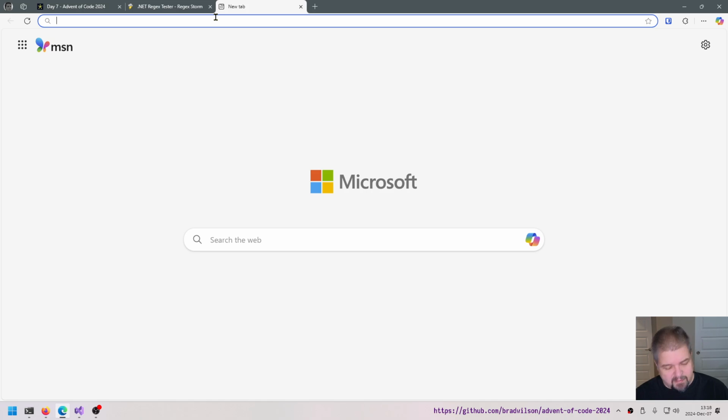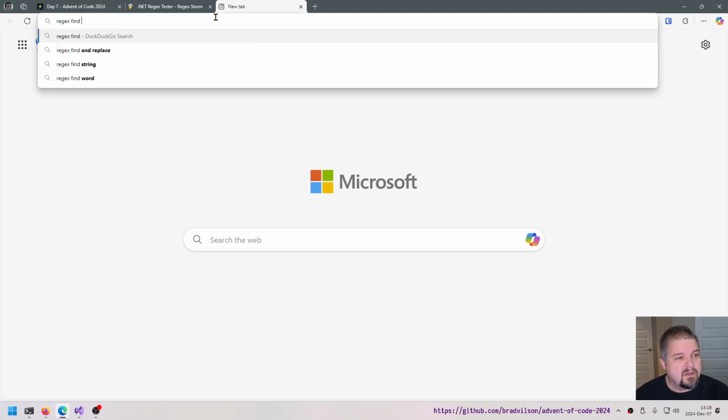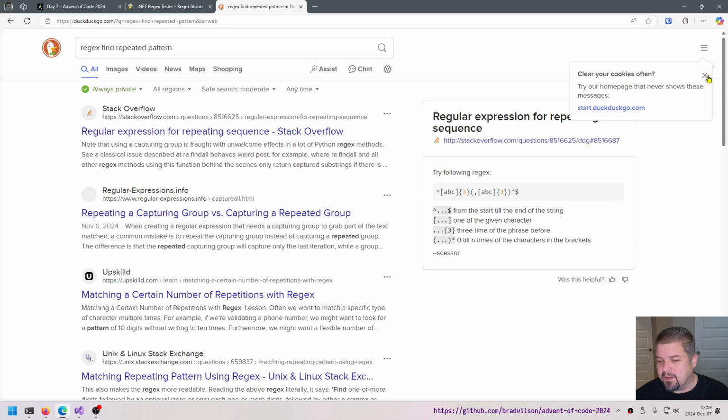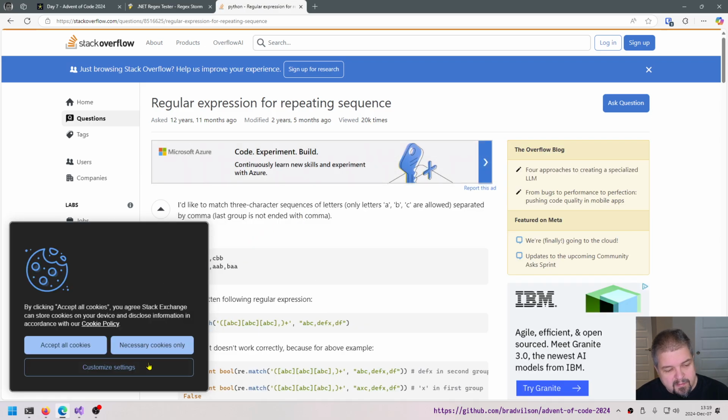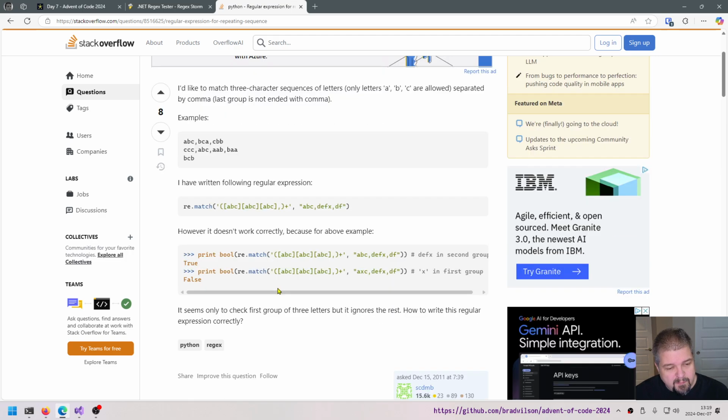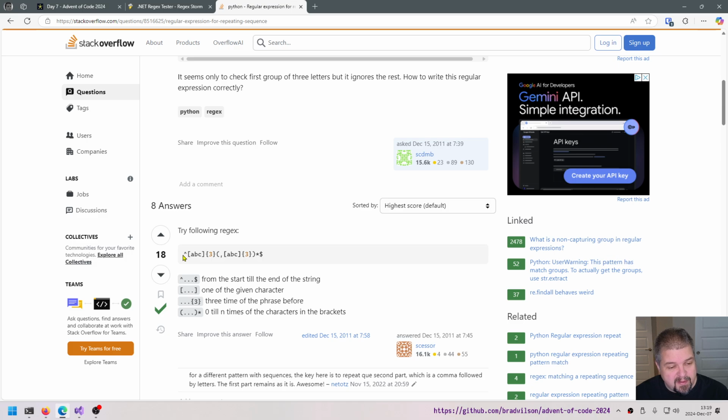All right, let's Google this. Regex find repeated pattern. Okay. Yes, upgrade your browser. Sure, whatever. Regular expressions for repeating sequences. Okay. Oh my God, necessary cookies only. This is not the browser I normally use. So of course, everything's going to pop up and say everything's terrible. I've written it like this, but what I really want is like this. $$. So that's from the front, from the back. I don't care about that. Given character, sure, 3 times. And then do that over and over again. Then do that over and over again.